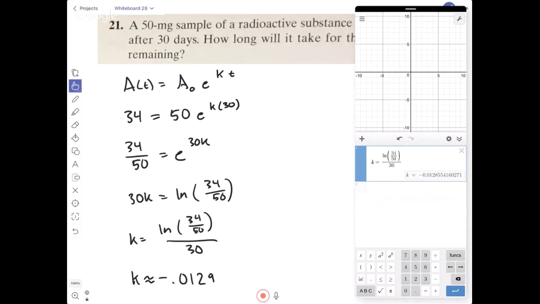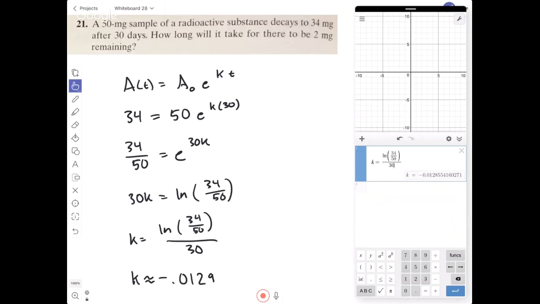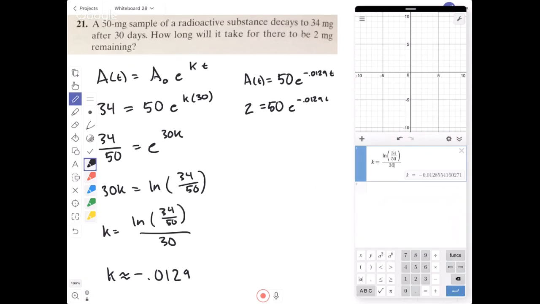Okay, how long will it take for there to be 2 milligrams remaining? So putting all of this off to the side, I now know that A of t equals A naught e to the kt, and A naught is 50, e to the negative 0.0129 t. I'm going to solve for t such that there is 2 milligrams remaining. So when will 2 equal 50 e to the negative 0.0129 t?